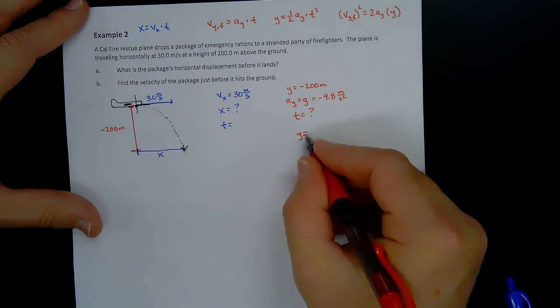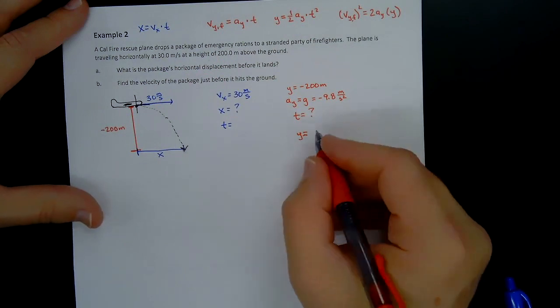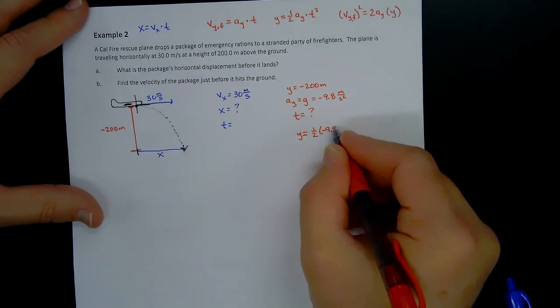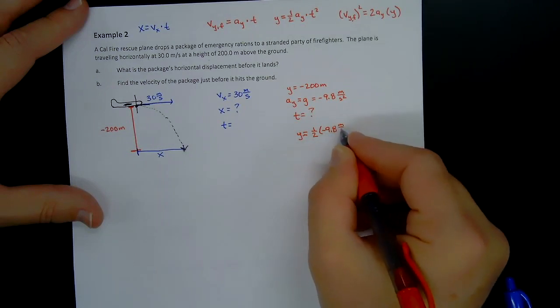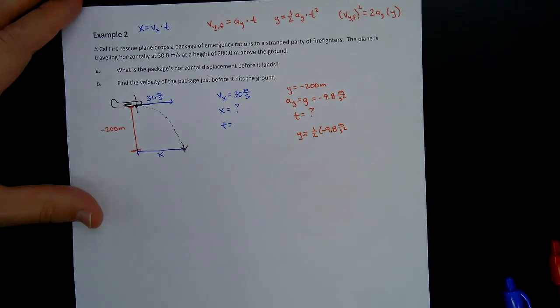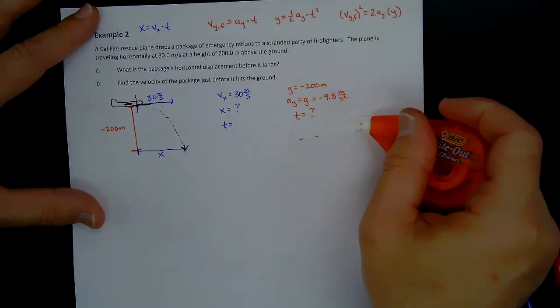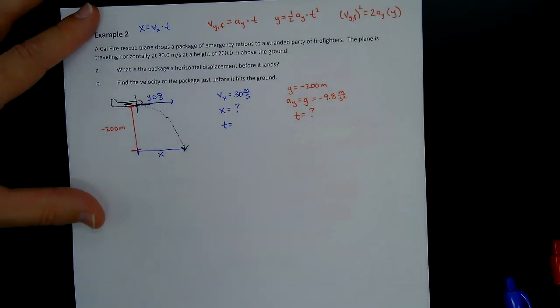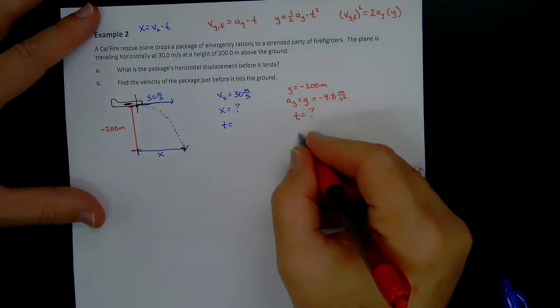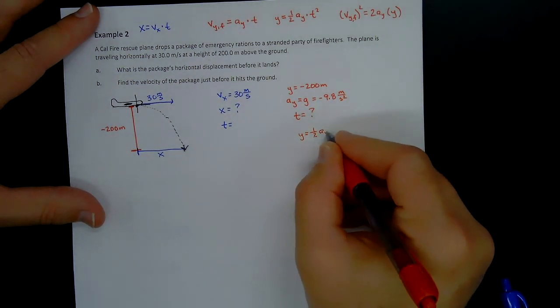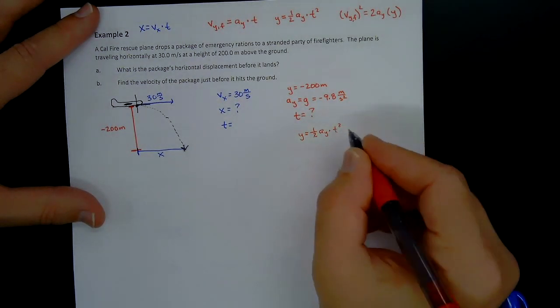Okay, so y is equal to 1/2 times negative 9.8 meters per second squared. Oh, hold on. I'm writing the wrong thing. I was going to write the equation. Let me restart this. Okay, so back to this. We have y is equal to 1/2 times a sub y times t squared. And now I'm going to put everything in.